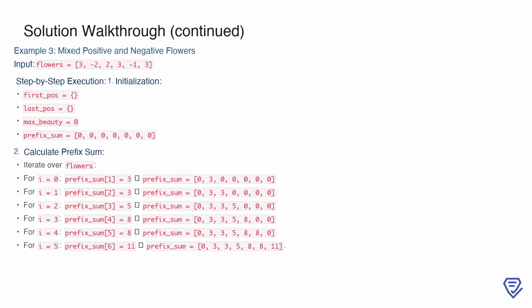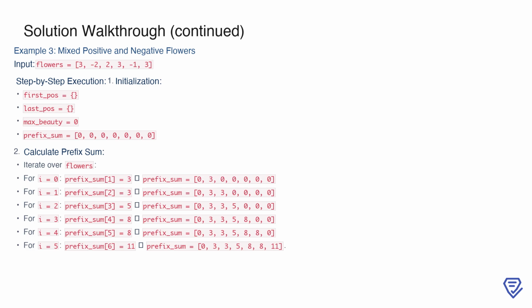In the third example, the input contains both positive and negative flowers. Flowers equals 3, -2, 2, 3, -1, 3. As before, we initialize our variables. While calculating the prefix sum, the positive values contribute to the cumulative sum, while negative values do not.